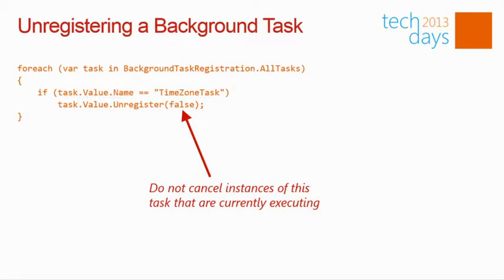If you choose to unregister a background task, there's an API for doing that as well. What you do is iterate through the background tasks that your app currently has registered until you find the task that you want to unregister. Then you simply call the Unregister method on that task.